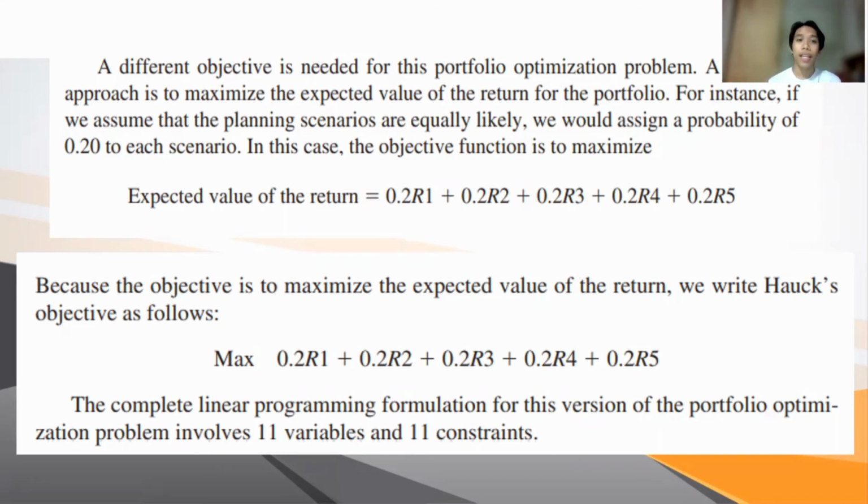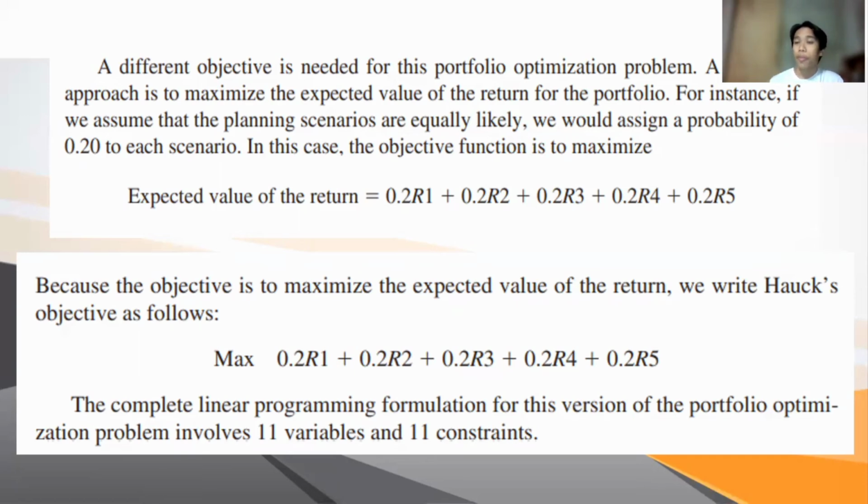The common approach that we use is to maximize the expected value of the return for the portfolio. For instance, if we assume that the planning scenarios are equally likely, we would assign a probability of 0.20 to each scenario. In this case, the objective function is to maximize the expected value of the return equals 0.2 R1 plus 0.2 R2 plus 0.2 R3 plus 0.2 R4 plus 0.2 R5. And because the objective is to maximize the expected value of the return, we write Hawk's objective as follows. Max 0.2 R1 plus 0.2 R2 plus 0.2 R3 plus 0.2 R4 plus 0.2 R5.